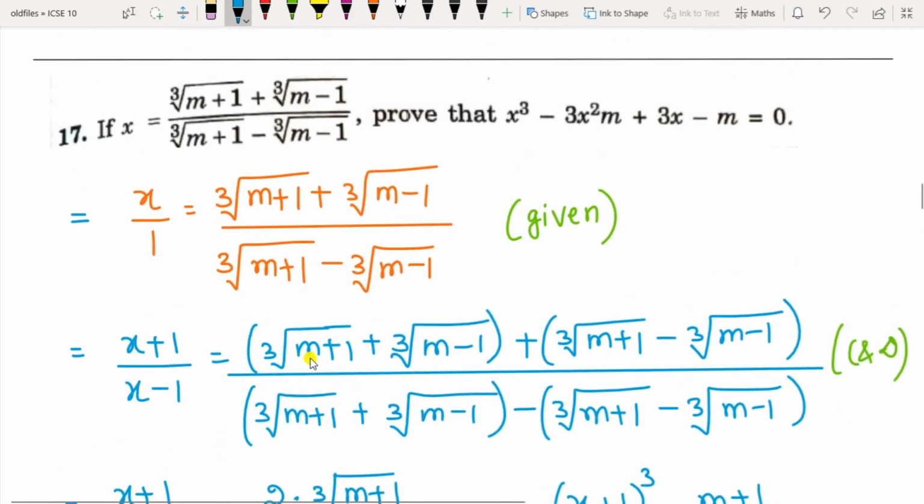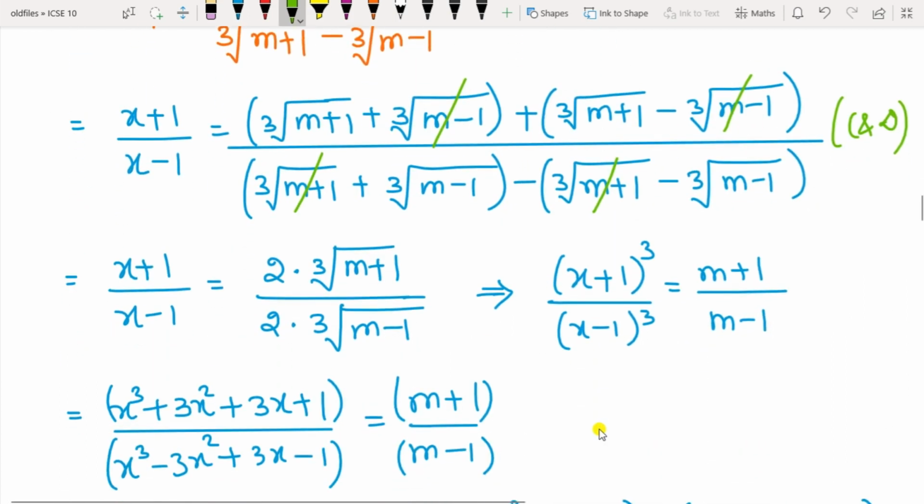Same thing where it is cube root. Okay, so apply the componendo and dividendo result here. Now from the numerator this term will get cancelled, and from the denominator this term will get cancelled. So here you have 2 times cube root of m plus 1 upon 2 times cube root of m minus 1. Here again 2 will get cancelled. Now you have to remove this cube root, so apply cube on both the sides. So this cube root will be removed.